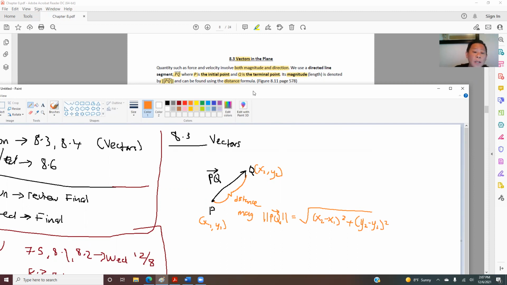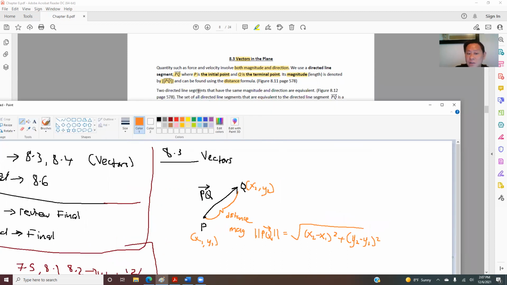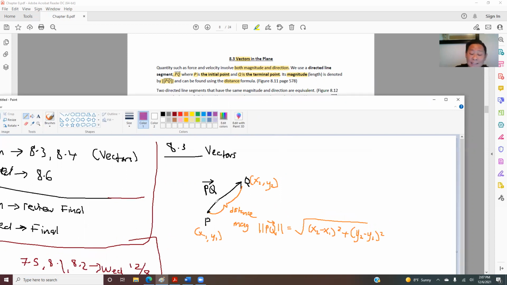So if you have two vectors that have the same magnitude and same direction, we call the vectors equivalent. As you know, let's say this is vector PQ, and I got one that is like this. This is vector MN. These two vectors are equivalent if they have the same distance and the same direction.